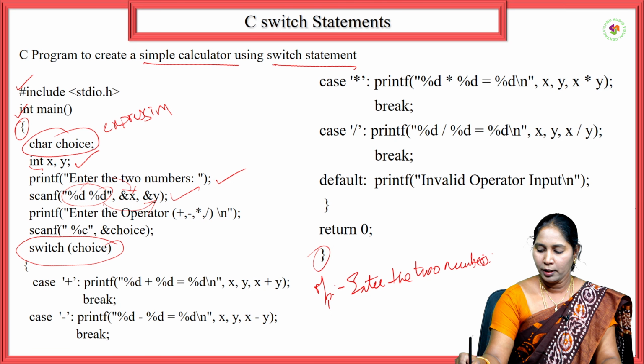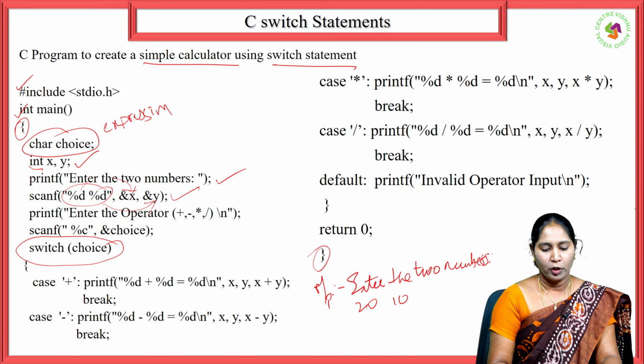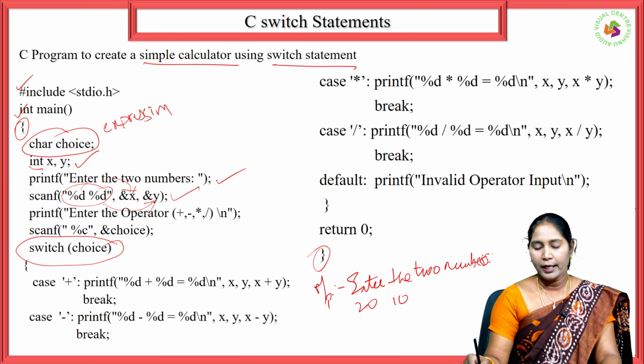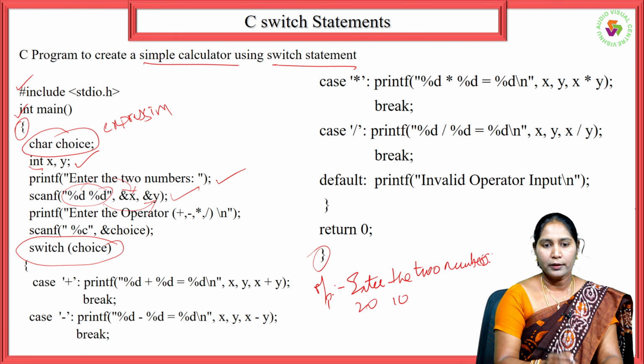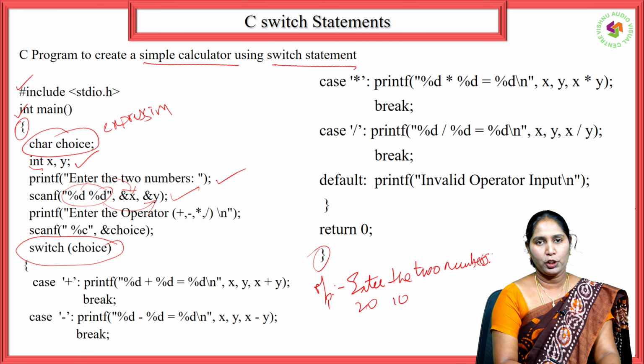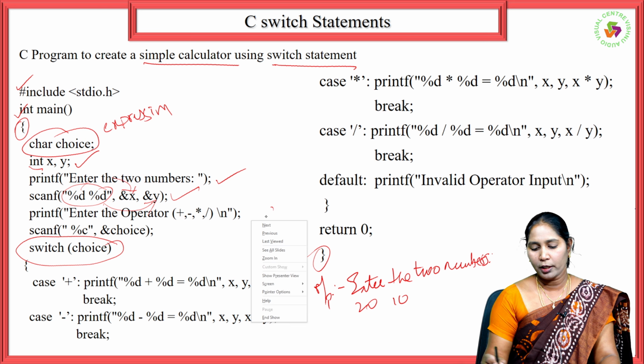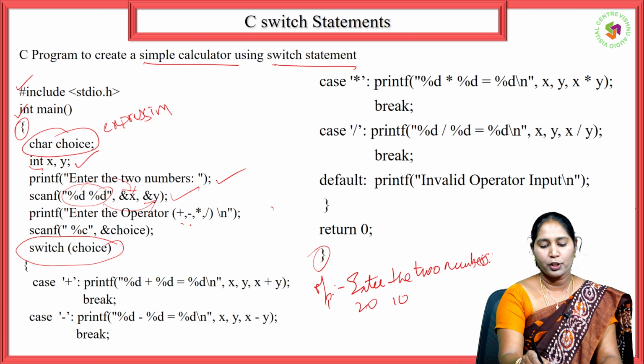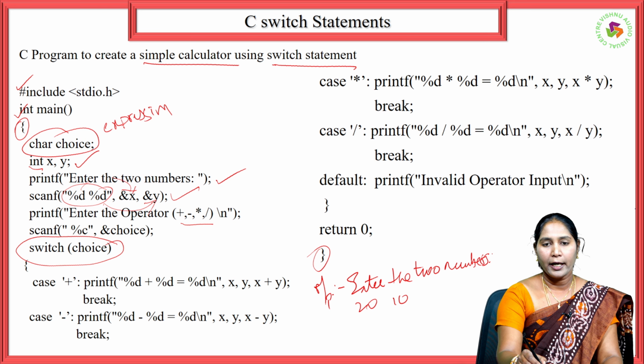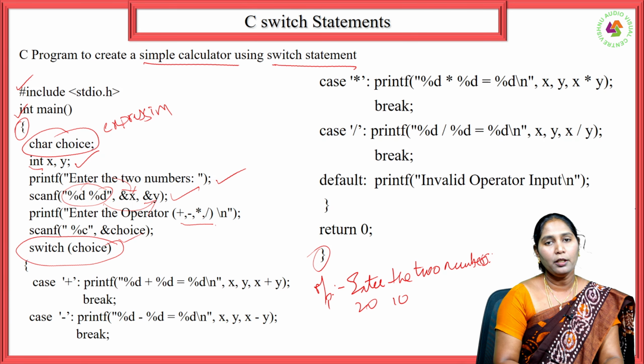So for example, if I'm reading the values as 20, 10, then 20 will be stored in x and 10 will be stored in y. Then I need to specify what kind of operation I need to perform. So I'm using printf to enter the operator. What are the operators? Addition, subtraction, multiplication and division. That operator will be stored in the variable choice.